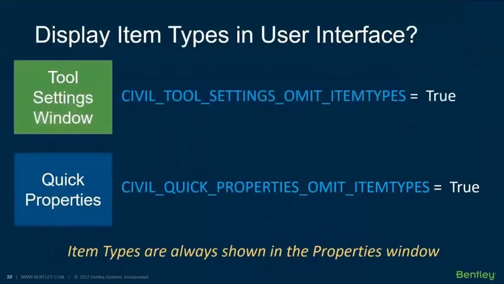If you want to use that functionality, there are two configuration variables available to you. Civil tool settings omit item types, and civil quick properties omit item types. Define either of those, set them to true, and those item types will not show in those particular windows. It is important to note that item types are always shown in the full properties dialog. So you always can get to your item types in there to review them, to change them, whatever you need to do. The settings are only there to display for the tool settings and the quick properties dialog.